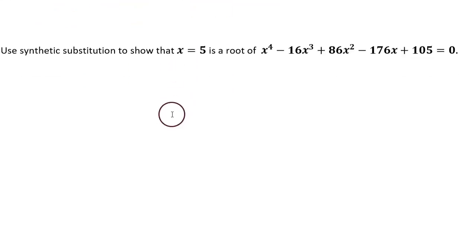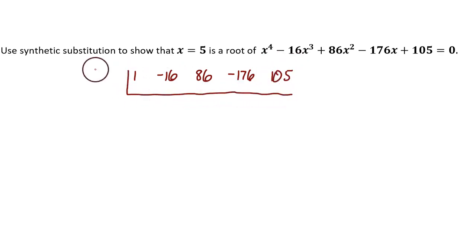Next, number 9. Use synthetic substitution to show that x equals 5 is a root. This is exactly the same skill that we just did. Write down the coefficients. 1 from the x to the 4th, negative 16 x cubed, 86 from the x squared, negative 176, and then 105. The number that we're checking is 5. We want to know, when we use 5, do we get a 0? Let's run through the process.